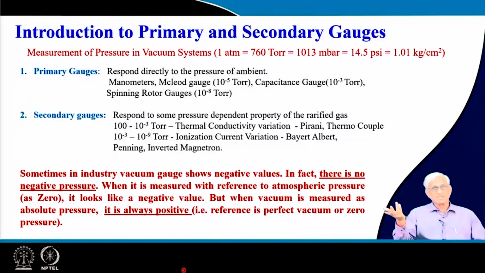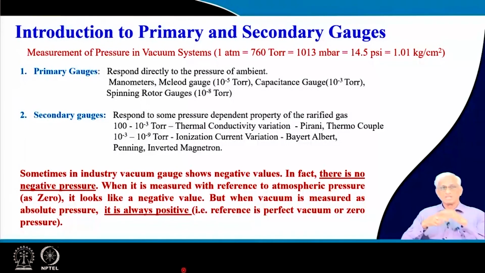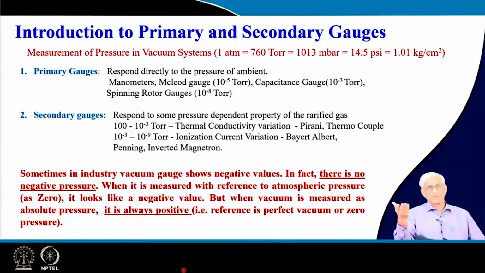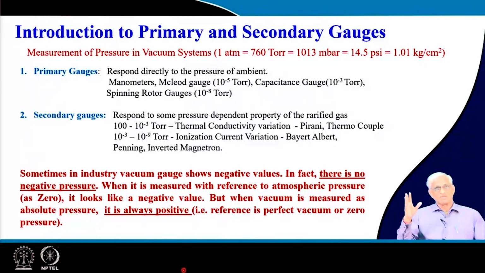Or in simple language, if they respond directly to the pressure or force, then they are called primary gauges. Examples are manometers, at a little higher level the McLeod gauge, then the capacitance gauge and the spinning rotor gauge. These are all fundamentals-related primary gauges. They are very accurate and a little time and space independent, whether you measure here or in some other country with that gauge, it will not vary much.